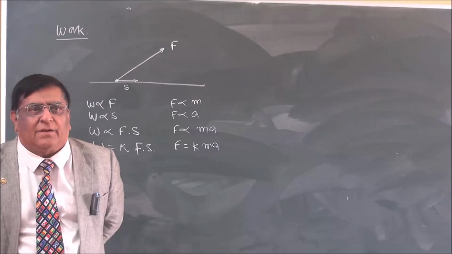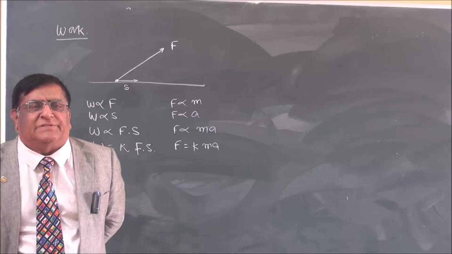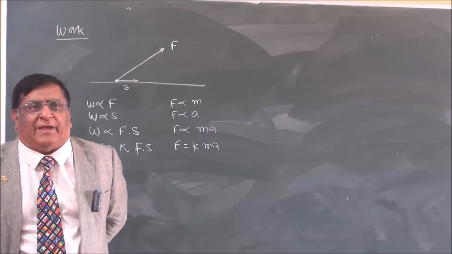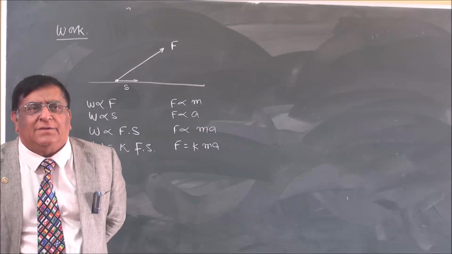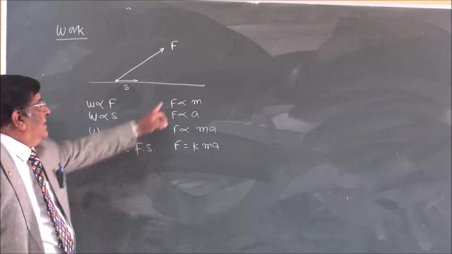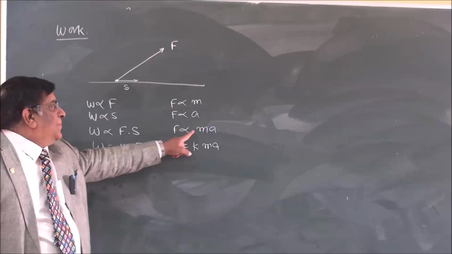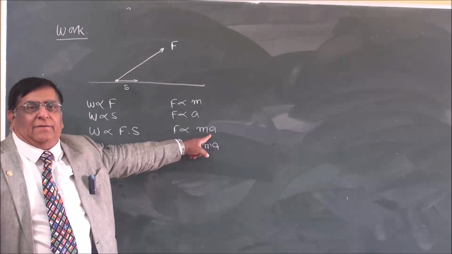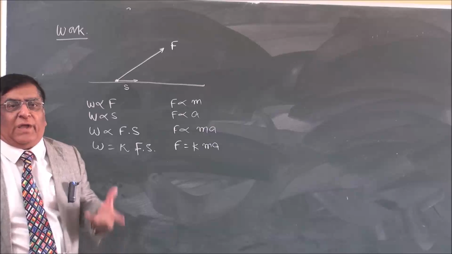Then the applied force will be equal to KMA. Applied force F is equal to KMA, it will be equal to MA. Why? F is proportionate to M, F is proportionate to A, then F is proportionate to M into A. To make this proportionality an equality, we have put this K as 1. Why?